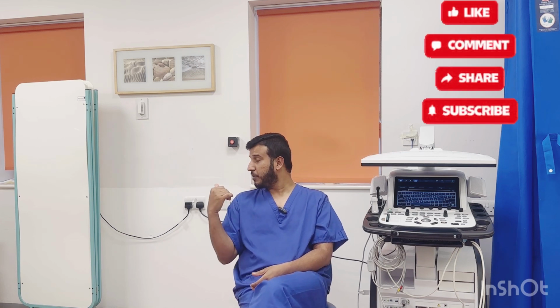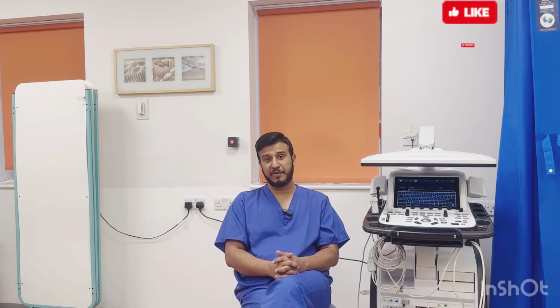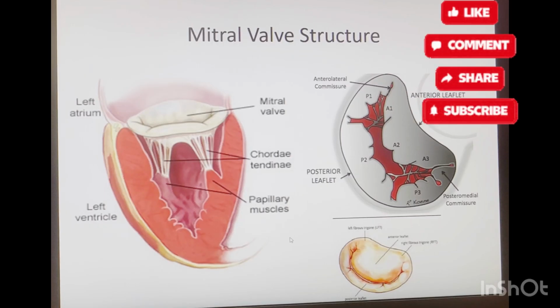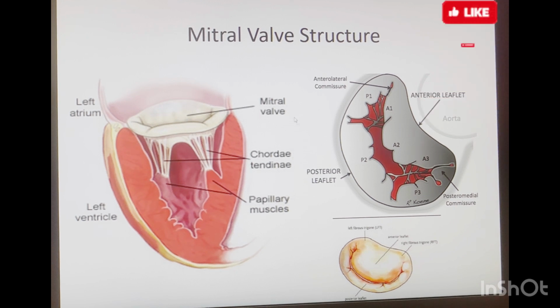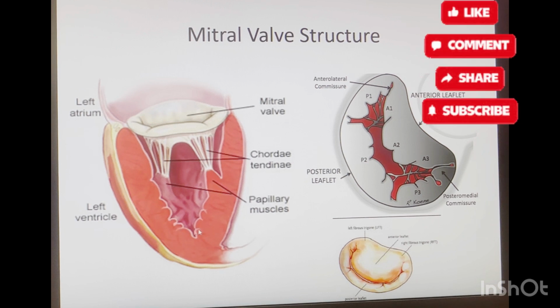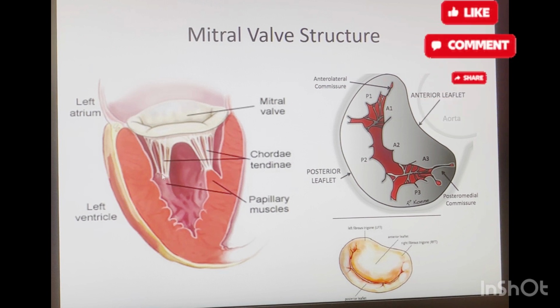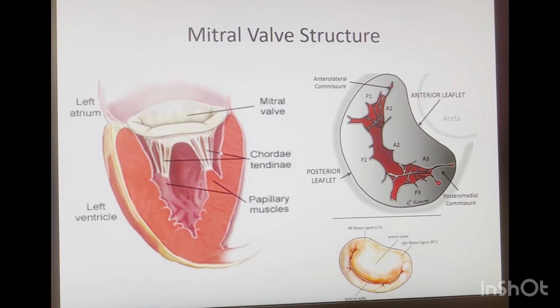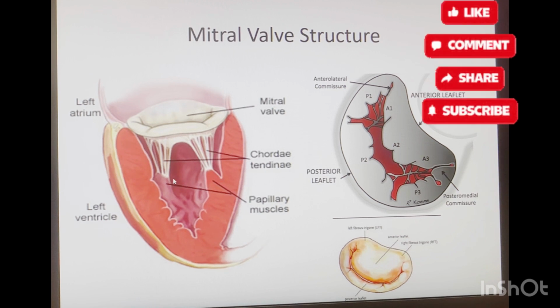So let's come on to the pictures. I will show you the same thing, how it looks in the pictures. So here we are. First, I will explain how the mitral valve looks, or the anatomy of the mitral valve. This is your left atrium, this is your mitral valve, and this is your left ventricle. This is the subvalvular apparatus of the mitral valve. These are the cords, and these are the papillary muscles.